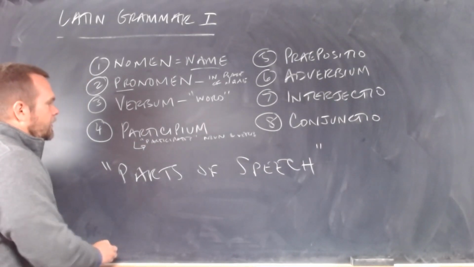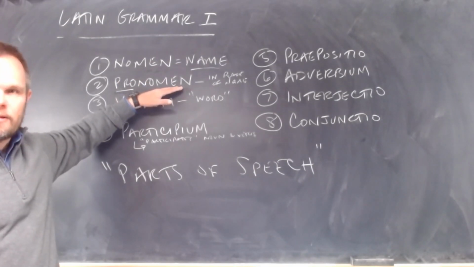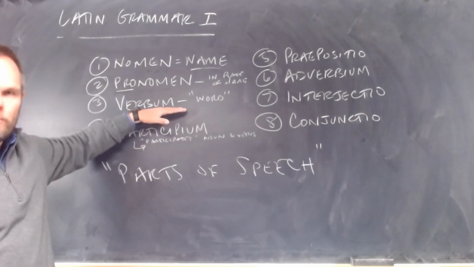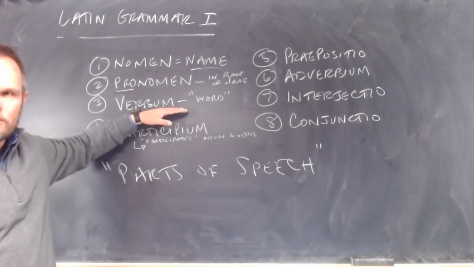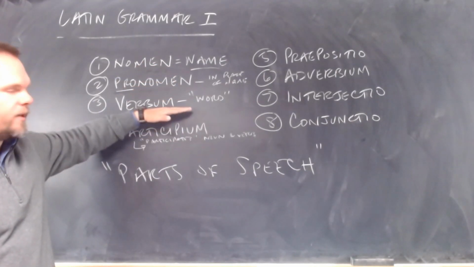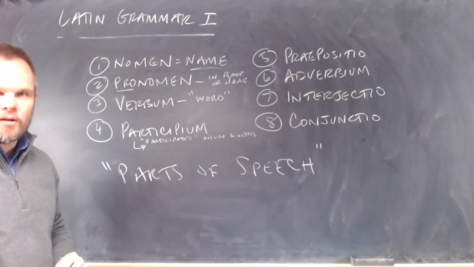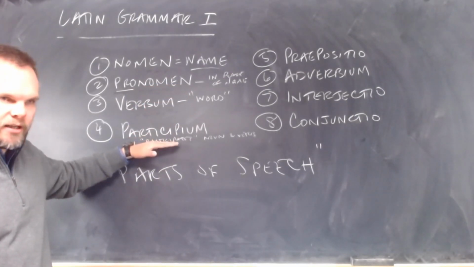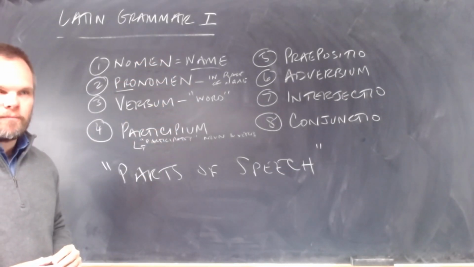Okay? A noun expresses no time. A pronoun expresses no time. A verb expresses time. But a verb is not used to name something. These are used to name something. A participle expresses time and names something. Okay, so a participle shares in the qualities of these parts of speech. Got that?